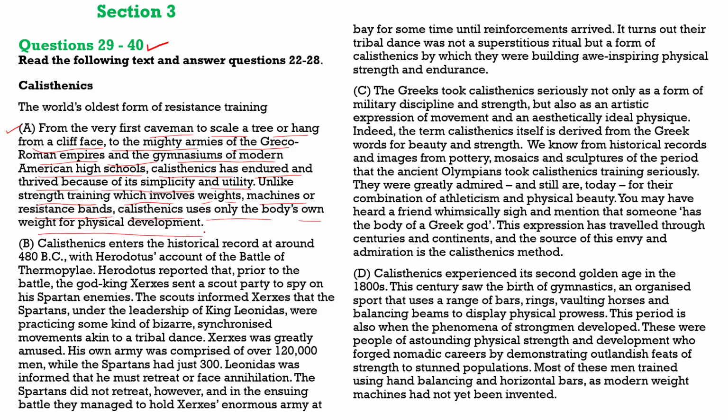for physical development. This paragraph is giving the overview about calisthenics, what used to happen earlier. It also talks about Greco-Roman empires, gymnasiums of the modern American high schools, but it is not talking about the origin of this word, right? Therefore, A is not the answer.